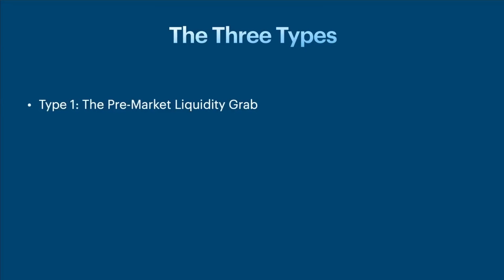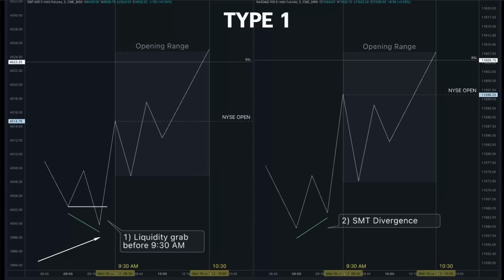And so type one is the pre-market liquidity grab. So there's 5 steps. The first thing we want to see is the liquidity grab before 9:30 a.m. And you can see here on S&P, price has a low right here, which we can mark out and see that price makes a lower low. At the same time, that's step 2, we see a divergence. We can look at NASDAQ and see that NASDAQ makes a higher low at the exact same time. So step 1 is the liquidity grab. Step 2 is the divergence.